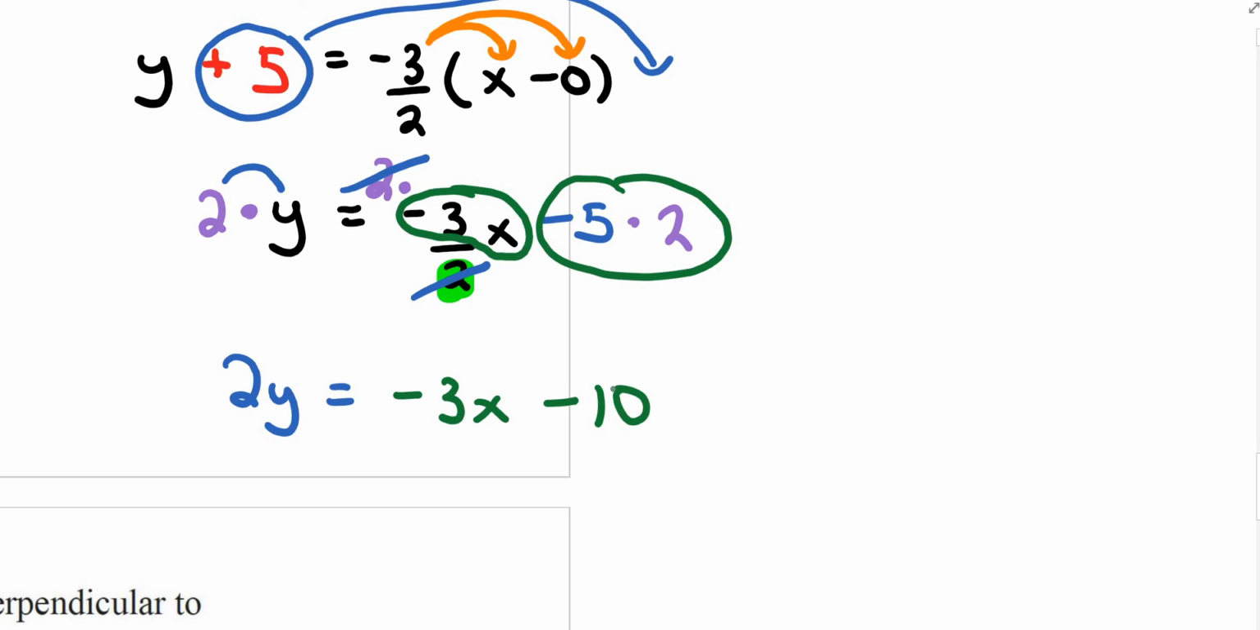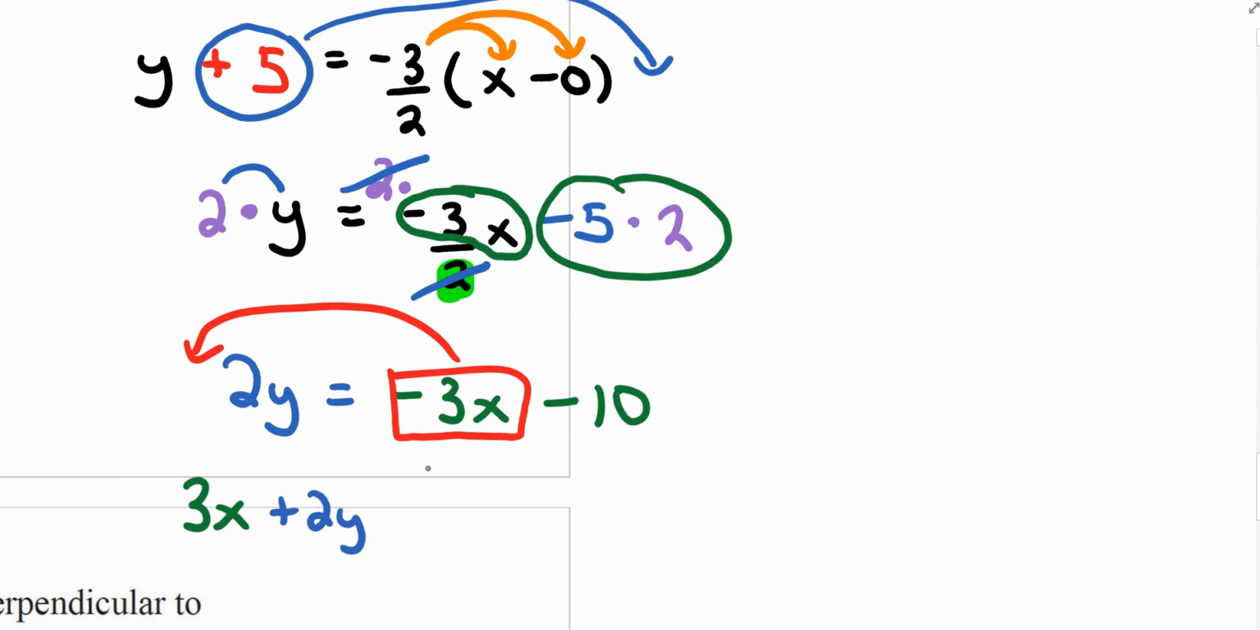Okay, so that's looking pretty good so far. And after that, I would just take your negative 3x and bring that over. And if you do that, that should finish off the problem now. So now you get positive 3x, and then positive 2y equals negative 10 is your final answer there.